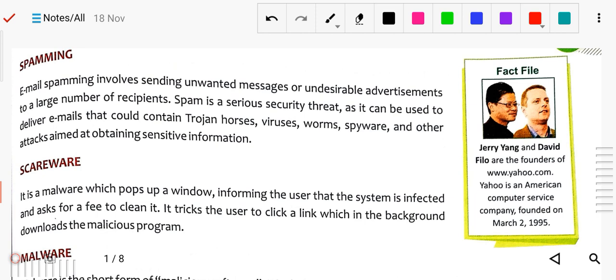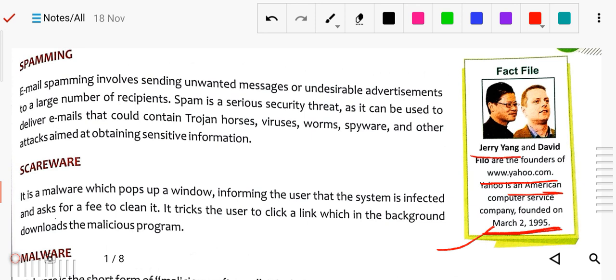Okay, now here is one fact. Jerry Yang and David Filo are the founders of www.yahoo.com. So remember it, Jerry Yang and David Filo were the founders of Yahoo.com. Yahoo is an American company providing services. It is from America, and it was founded on March 2, 1995.